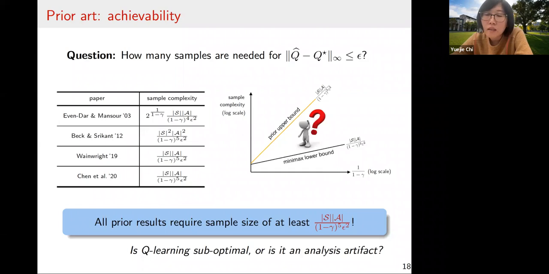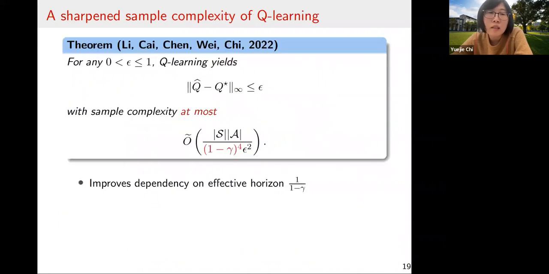So with this question in mind, we actually take a first step trying to sharpen the sample complexity analysis. We were able to tighten the sample complexity a little bit by showing that for an accuracy range from 0 to 1, the sample size essentially scales on the order of SA divided by (1 minus gamma) to the 4th order times epsilon square. So this indeed improves the upper bound by a factor of the effective horizon. Now we have the 4th order instead of the 5th order.